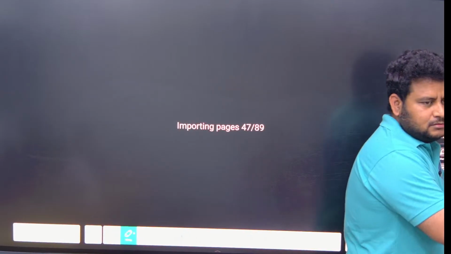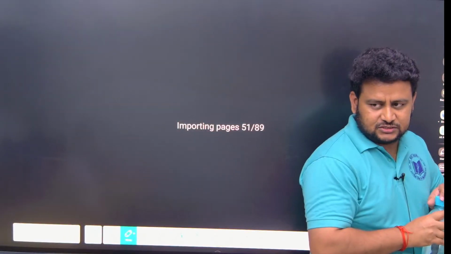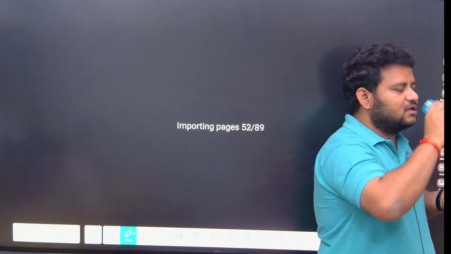Clear till here? So now we will be studying minor, cofactor, adjoint and inverse, all these things, and determinants and their properties.